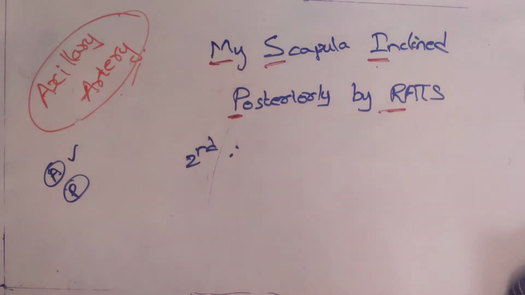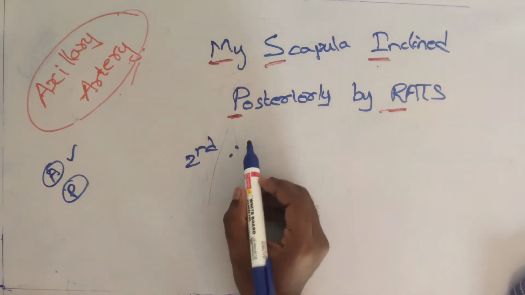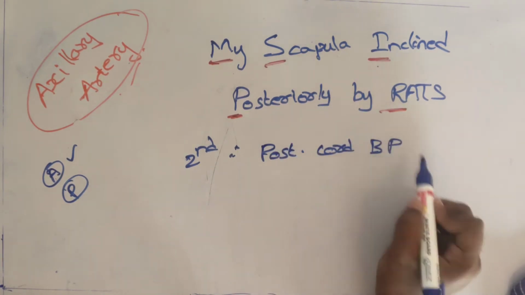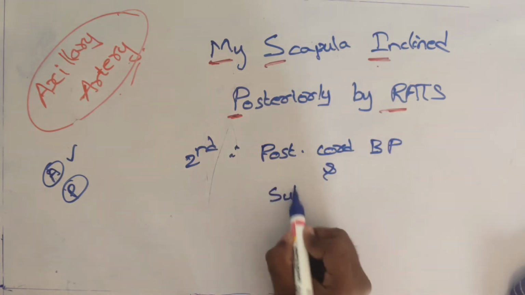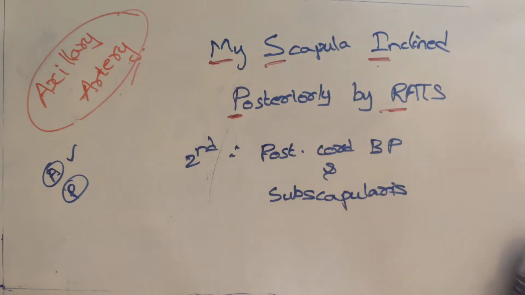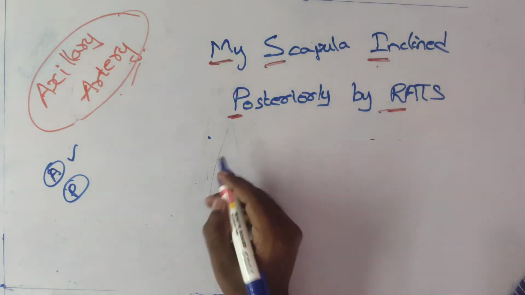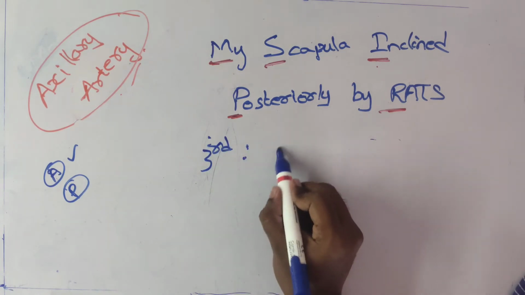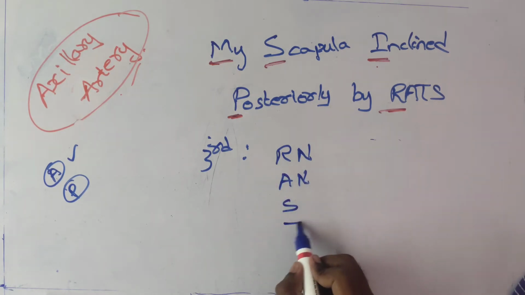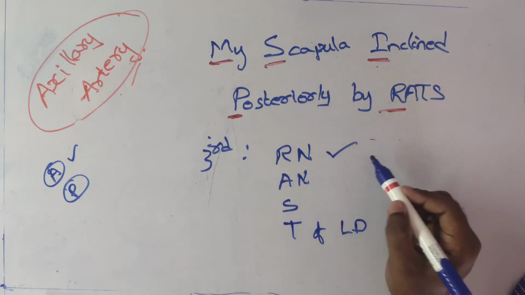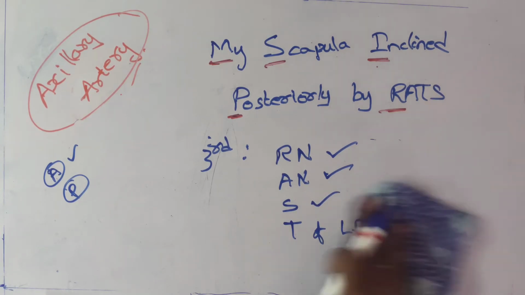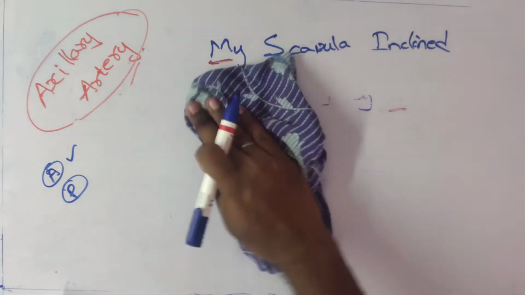Now the posterior surface of the second part: posterior cord of brachial plexus and subscapularis. This is the second part. And now the posterior surface of the third part: radial nerve, axillary nerve, subscapularis, and tendon of latissimus dorsi. These are the parts that belong to the posterior surface of the axillary artery.